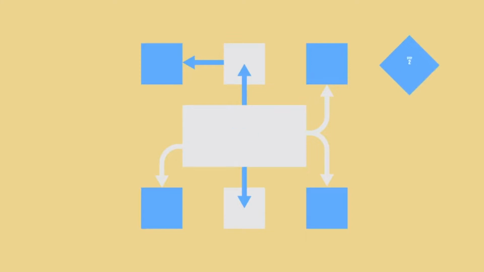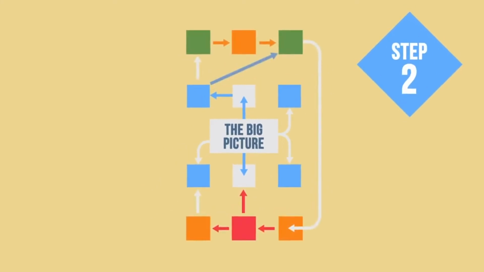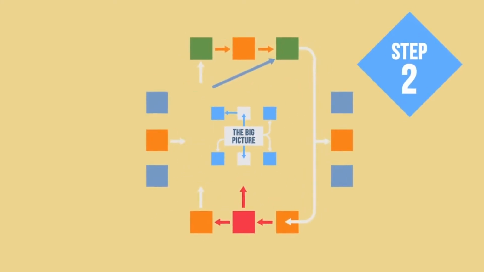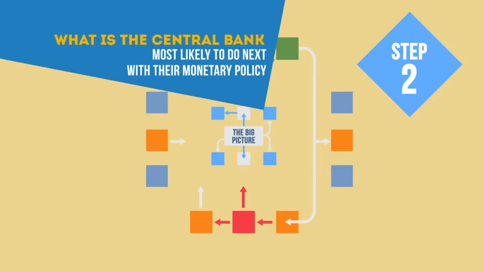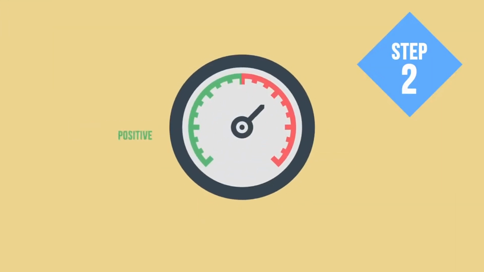The second step is to fully understand exactly what the big picture fundamental outlook actually is. The best question to ask at this stage: what is the central bank most likely to do next with their monetary policy? And is that likely to be positive or negative for that currency? The answer to this question is heavily related to the answer to the question we asked in step 1.